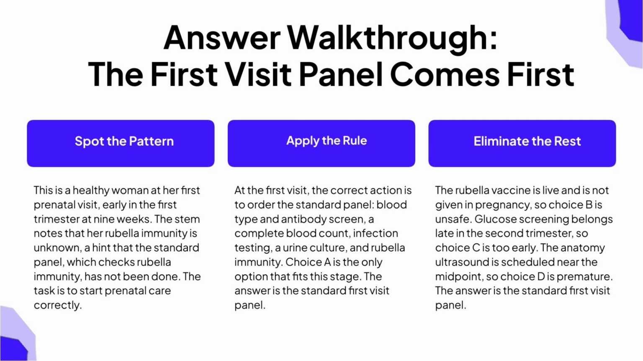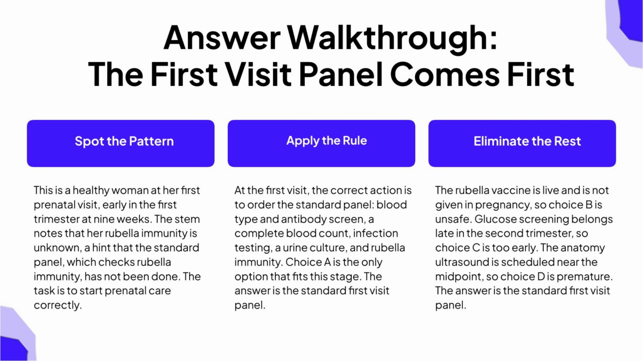Next, apply the rule. At a first prenatal visit, the correct action is to order the standard first visit panel, which includes the blood type and antibody screen, a complete blood count, infection testing, a urine culture, and rubella immunity. Choice A is the only option that fits this stage of pregnancy, so the answer is the standard first visit prenatal laboratory panel. Now eliminate the wrong answers.